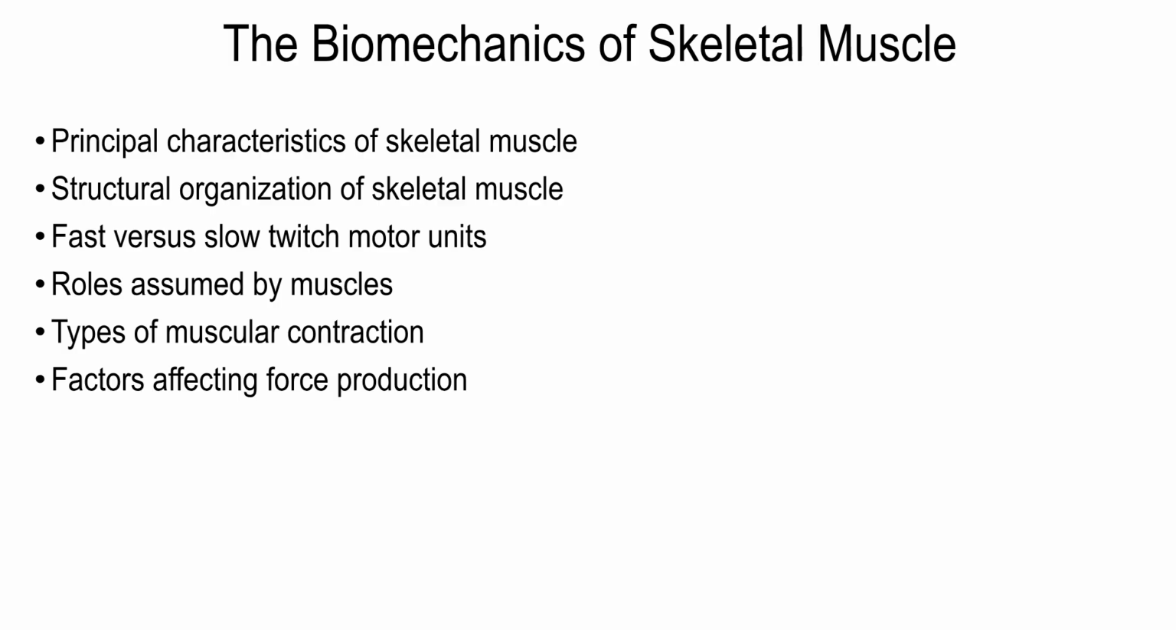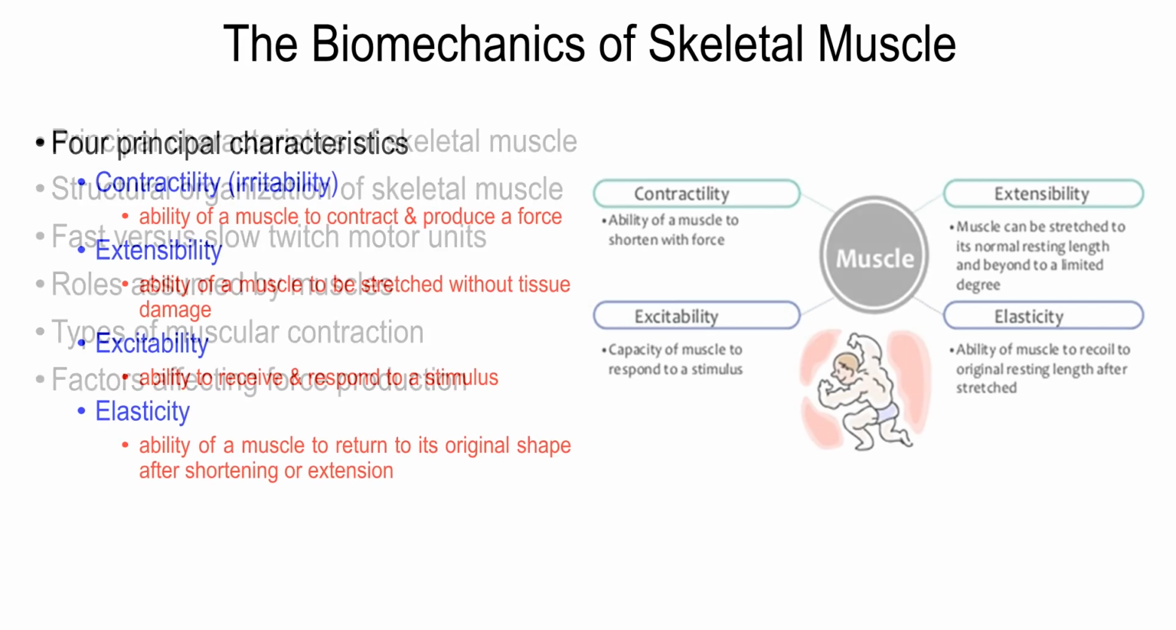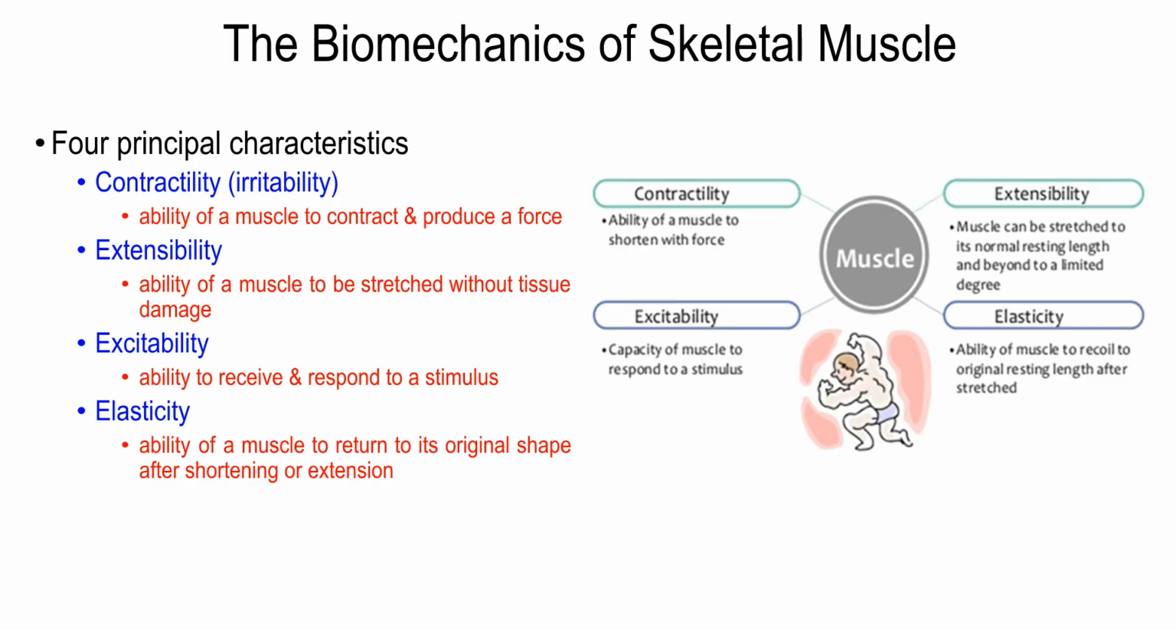biomechanics of skeletal muscle, including its principal characteristics, structural organization, fast versus slow twitch motor units, muscle roles, types of contraction, and factors affecting force production. Skeletal muscle has four principal characteristics: contractility, the ability to contract and produce force; extensibility, the ability to stretch without tissue damage; excitability, the ability to respond to a stimulus; and elasticity, the ability to return to its original shape.